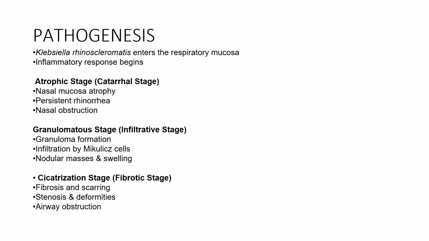Next is the cicatrization stage, which is stage 3. Here, if the immunity is very good, then if a granuloma formation is there, there will be healing. The healing would lead to further fibrosis and scarring, and later on stenosis occurs. It can also lead to narrowing anywhere in the respiratory tract, and it can also cause airway obstruction and deformities.